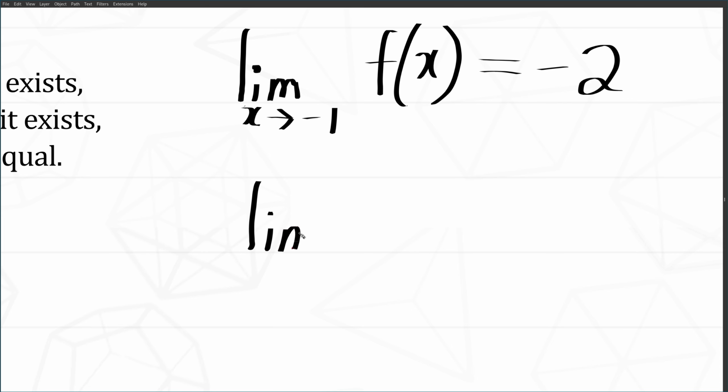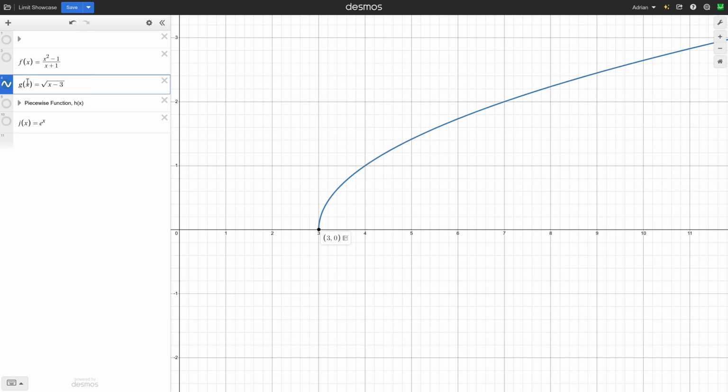All right, so we're going to write limit as x approaches 3 in this case of the function g of x.